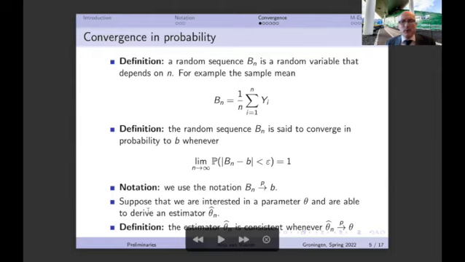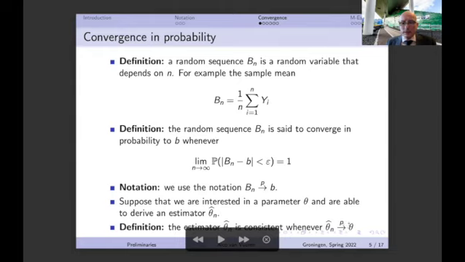Now, suppose that we're interested in a parameter theta, and we are able to arrive at an estimator theta hat n. The question, of course, arises: how do we get this? Well, that's in this case not that important. Then we have the following definition. The estimator theta hat n is consistent whenever theta hat n converges in probability to this theta.